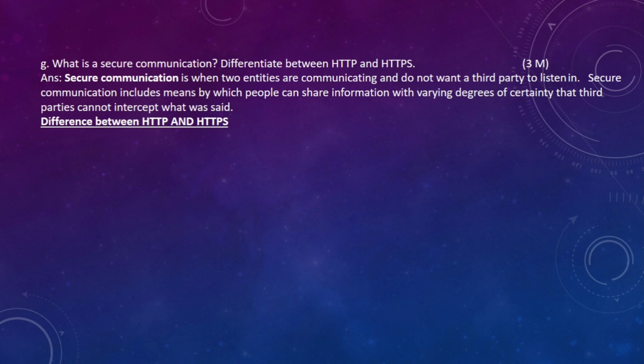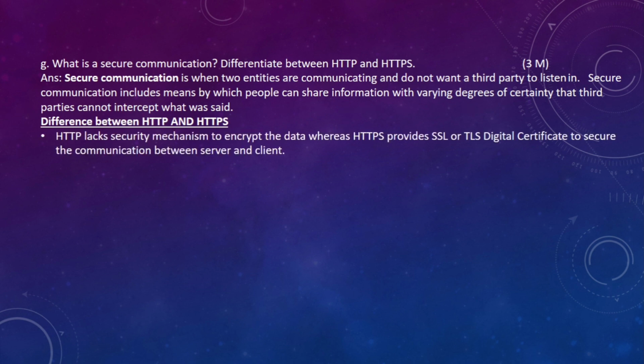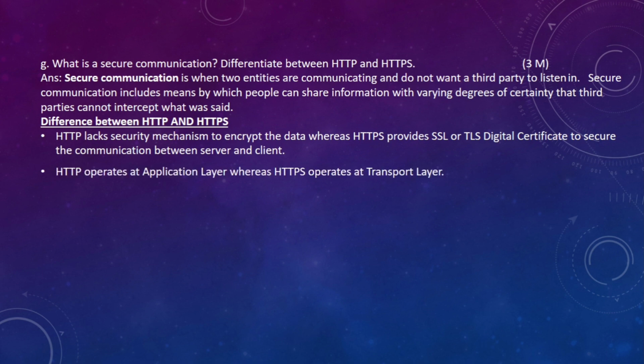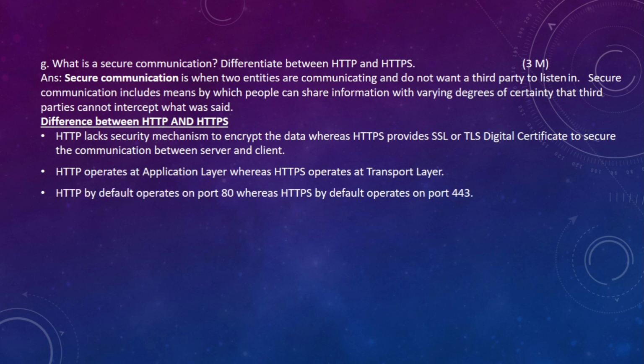Now as far as the differences between HTTP and HTTPS are concerned, there are a lot. As we know, HTTP does not have a security mechanism to encrypt the data, whereas HTTPS provides secure socket layer or TLS digital certificate to secure the communication between server and client. HTTP operates at application layer, where HTTPS operates at transport layer. By default, HTTP operates on port number 80, where HTTPS by default uses port number 443.